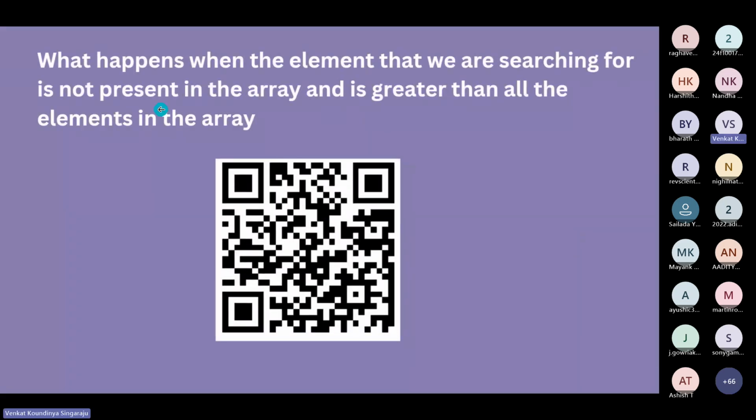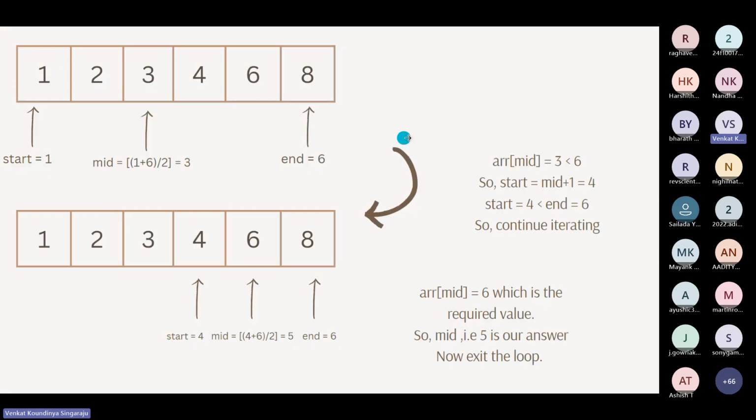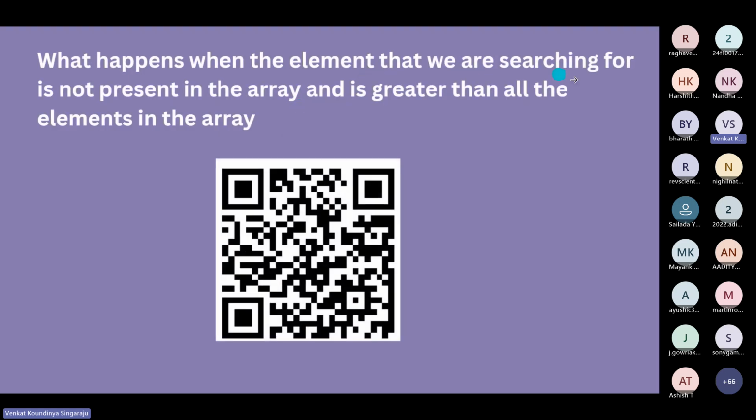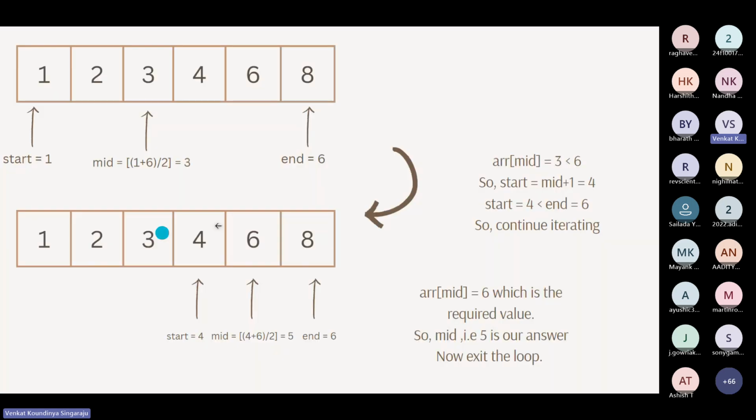Now I have a question. So what happens? So here we were searching for 6. Now let's say what happens if I search for an element which is not present in the array and is greater than all the elements in the array. Let's say we search for 9. 9 is not present in the array clearly and is greater than all the elements of the array. So what happens in that case when we search for 9?